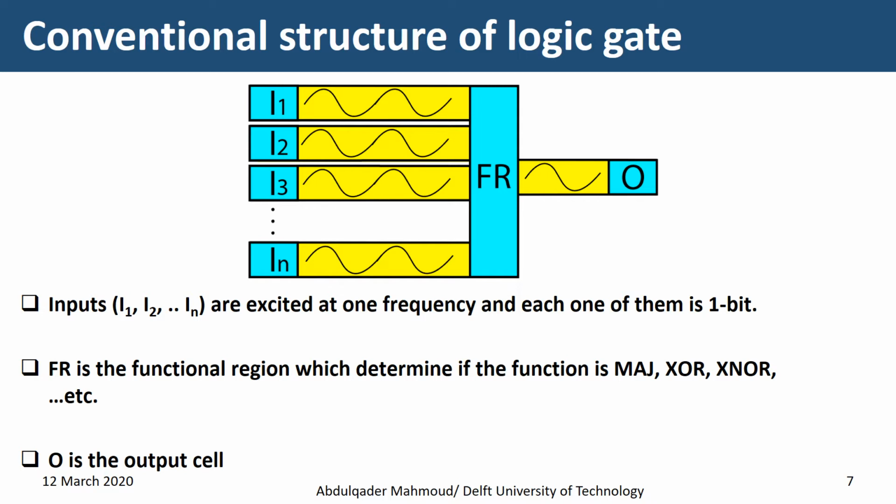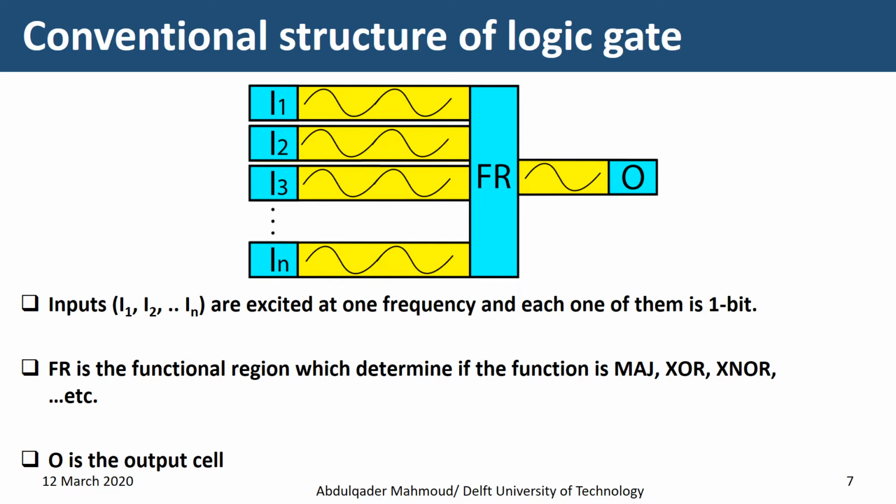Now what if we want to process 8 bits? Then we need to replicate this structure 8 times, or the other approach is to process them serially, which will generate area overhead in the first approach or delay overhead as in the second approach.